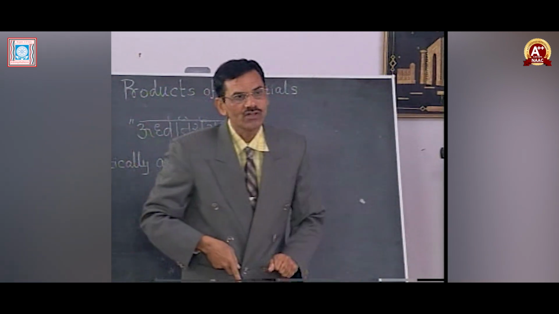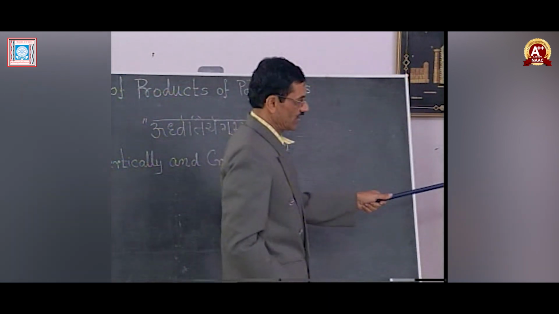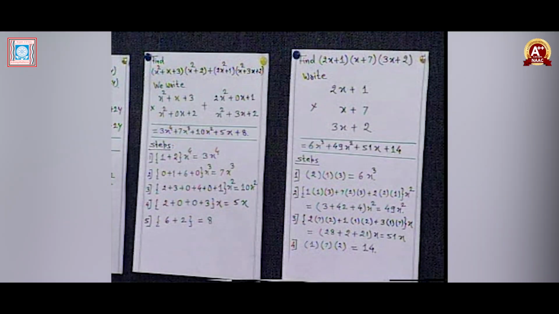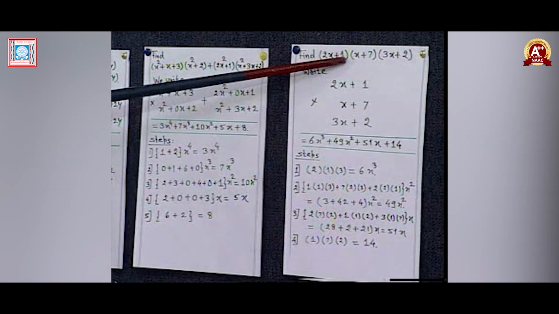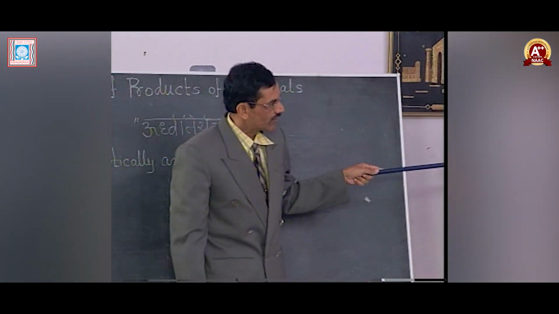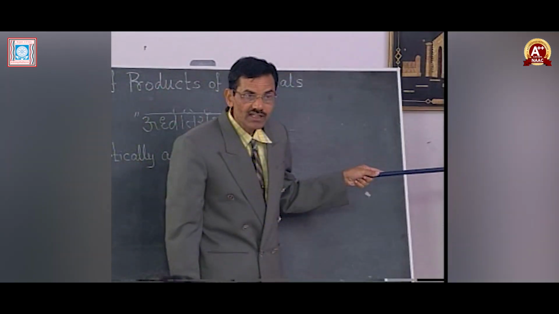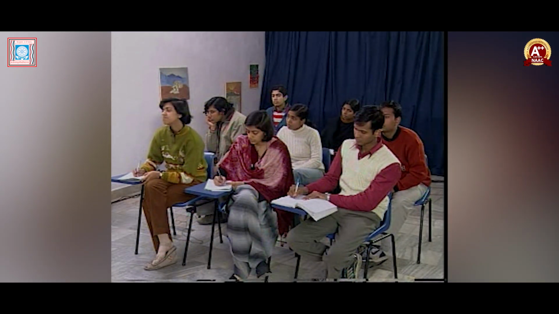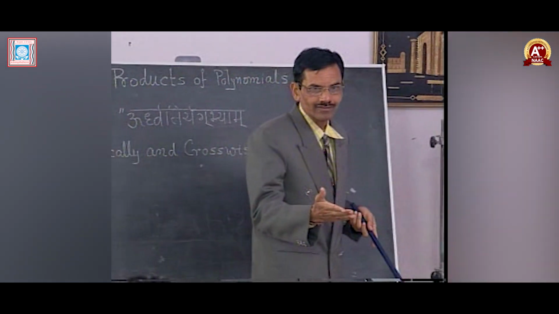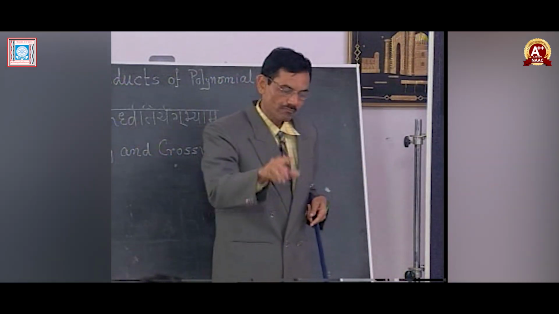Now the next two examples are again different from what we have studied up till now. Here 3 binomials, I repeat binomials, are taken. Binomials means there are only 2 terms. Multiplication is expected of 2x plus 1 multiplied by x plus 7 multiplied by 3x plus 2 simultaneously with the help of the Urdhva Tiryagbhyam sutra.